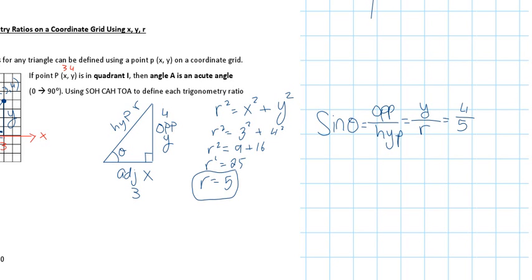What's cosine? So X is adjacent over. What's my adjacent? What letter does my adjacent represent? X over R. What's the value of X? 3 over 5. Anyone doesn't understand where I'm getting all these letters and numbers from?